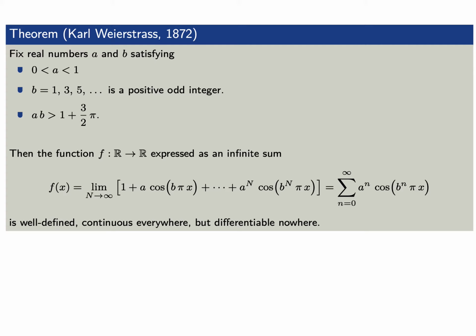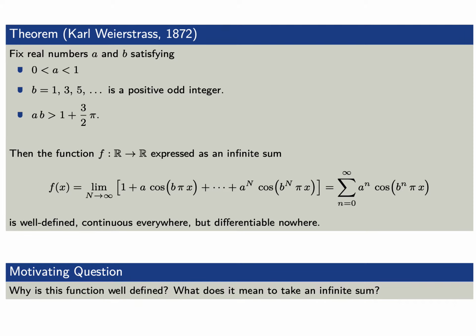Let a and b be two real numbers satisfying three properties. First, a is a real number between 0 and 1. Second, b is a positive odd integer, such as 1, 3, 5, 7, and so forth. Third, a times b is greater than 1 plus 3/2 pi. Then the following function that you see as an infinite sum is well defined, continuous everywhere, but differentiable nowhere. Now, this is a rather strange looking sum, so let's ask a motivating question for now that we'll come back to later. Why is this function well defined? And what does it mean to take an infinite sum?